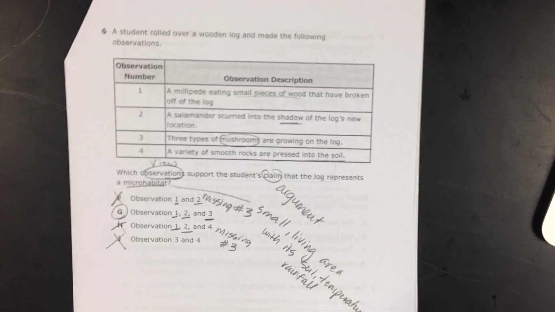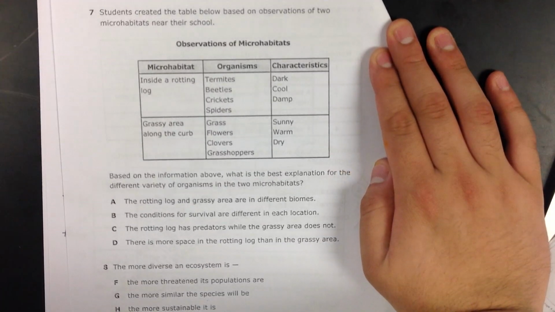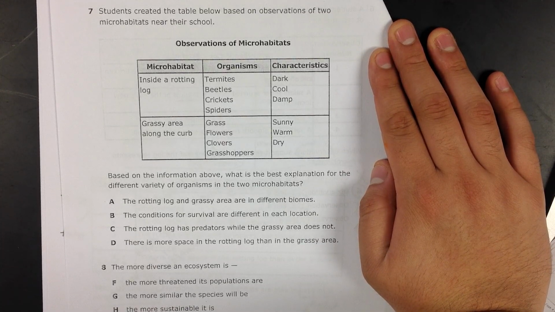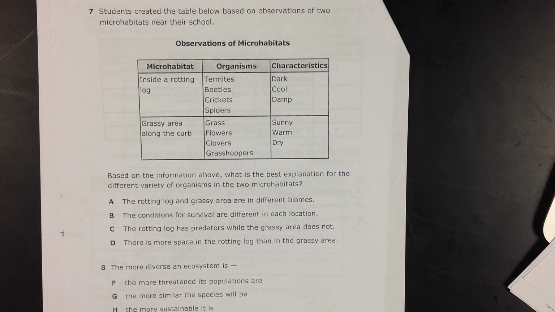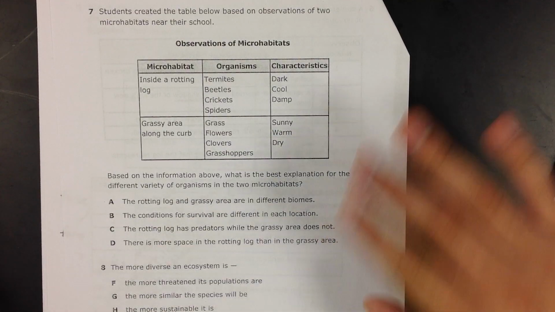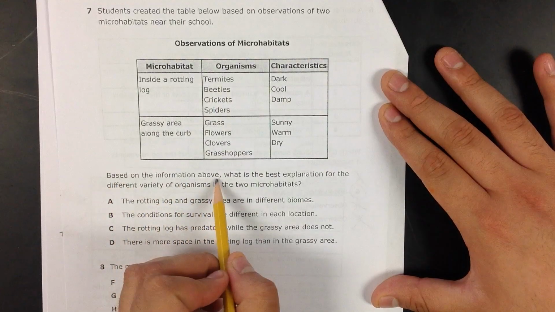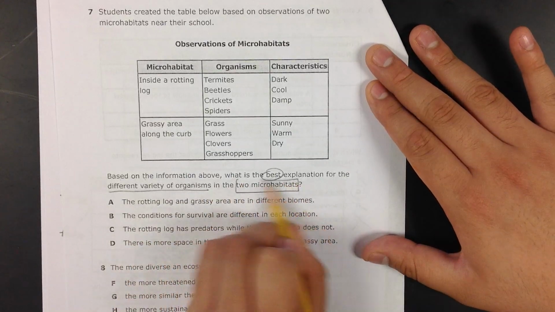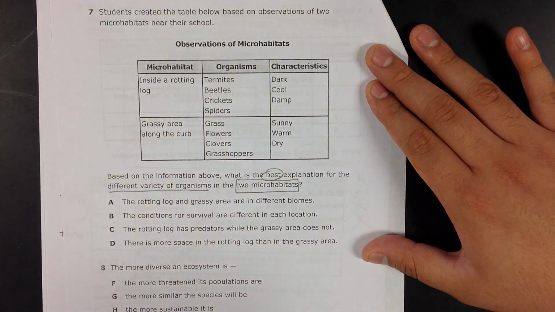Number 7. Students created the table below based on observations of 2 microhabitats near the school. Inside a rotting log: termites, beetles, cricket, spiders. The characteristics: dark, cool and damp. Grassy area along the curb: grass, flowers, clovers, grasshoppers. Sunny, warm, and dry. Very similar to the other question. Based on the information above, what is the best explanation for the different variety of organisms in the 2 habitats? So why do they have different animals? Why do they have different plants?